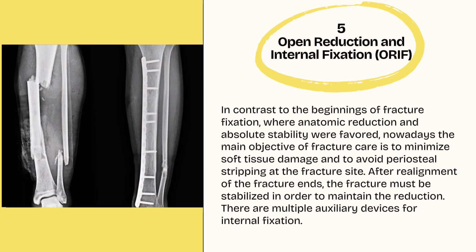Open reduction and internal fixation. After a realignment of the fracture ends, the fracture must be stabilized in order to maintain the reduction. So we need other devices for internal fixation. You can look at this picture. We use the device for internal fixation.